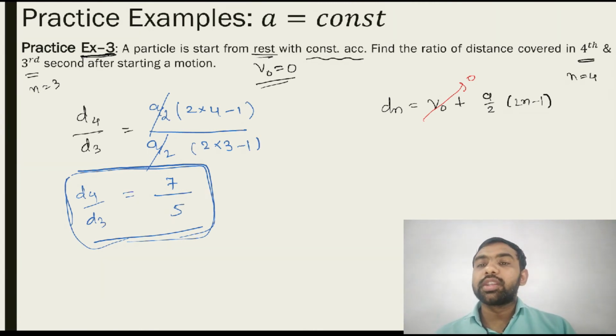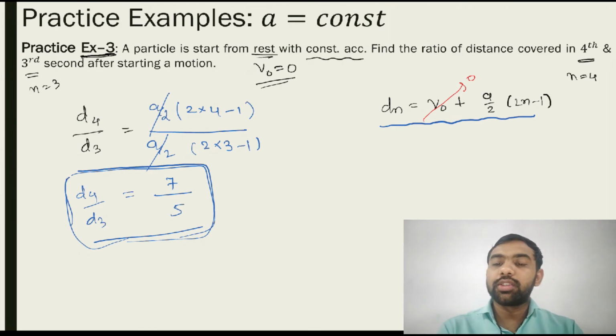Okay. All of you guys note this simple one. Sometimes this type of example asks you to find the ratio of distance covered in the nth second, meaning a particular second. So you just use this relation. Distance covered in nth second. What is this relation?